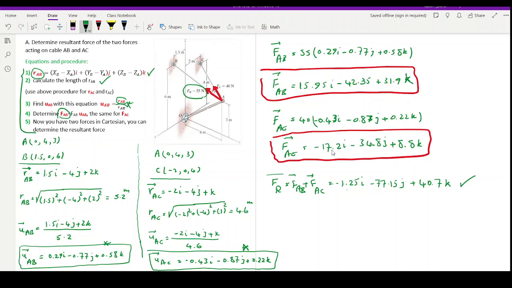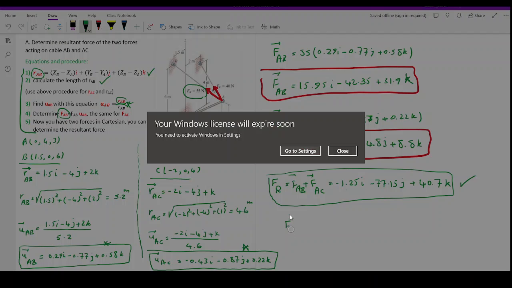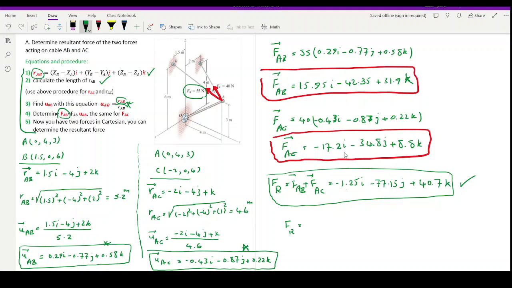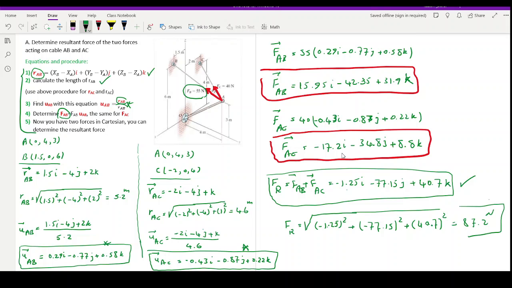This is FR in Cartesian. And if you want to find the magnitude of it, again, you will use the square root of squares. We have repeated this many times. You know how to do it. Negative 1.25 squared plus negative 77.15 squared plus 40.7 squared, and if you solve it, you will get around 87.2 newtons, the magnitude of the resultant force.